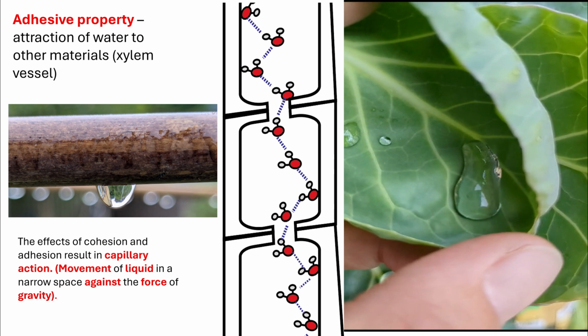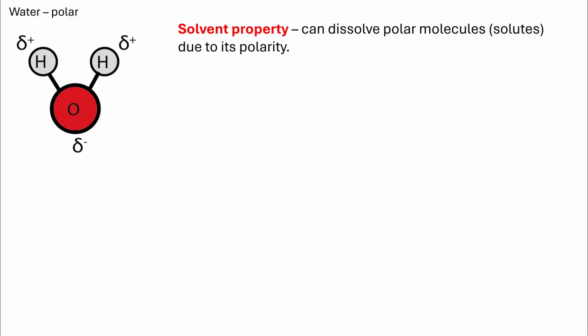So the movement of the liquid in a very narrow space against the force of gravity is what we know as capillary action. And that's what we see traveling up through the xylem vessel when we look at the transpiration of water. And I have done a video on transpiration, so do please check that one out. What we've also got is the solvent property then.